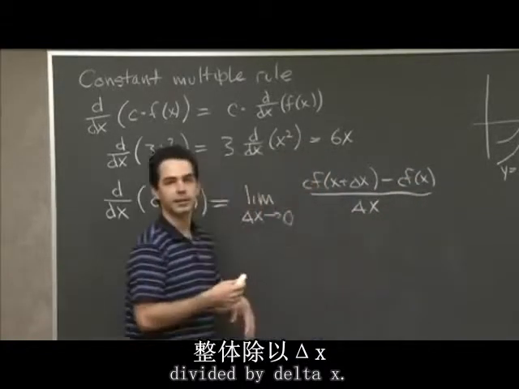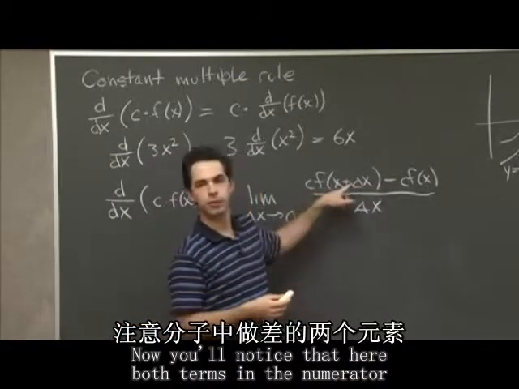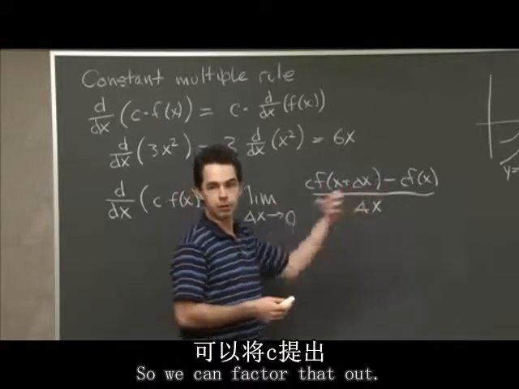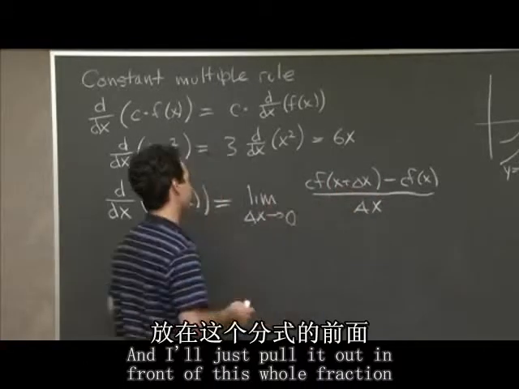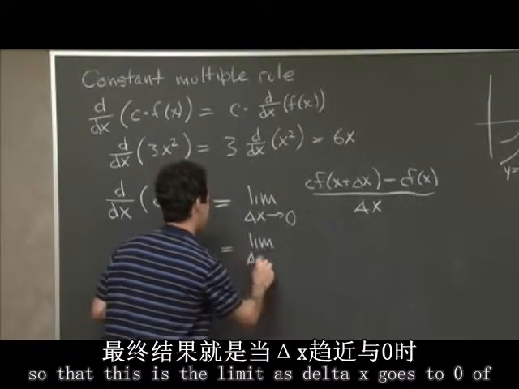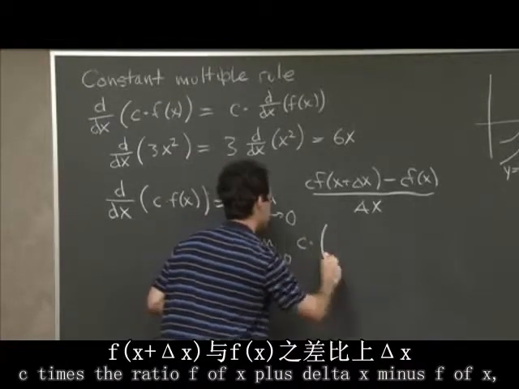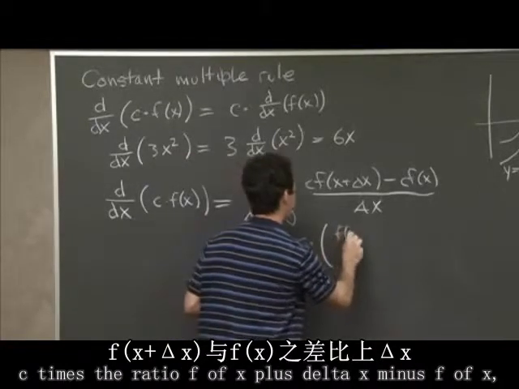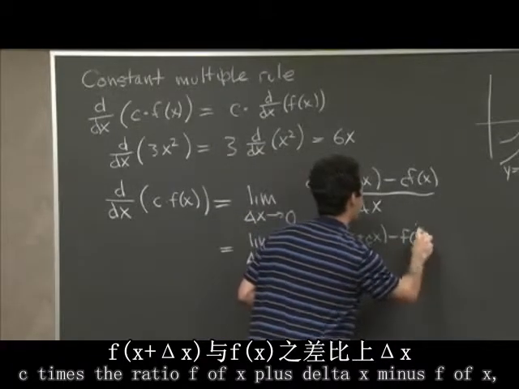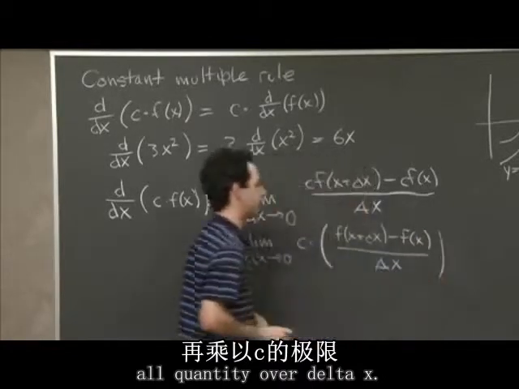divided by delta x. Now, you'll notice that here both terms in the numerator have this constant factor c in them, so we can factor that out. And I'll just pull it out in front of this whole fraction. So this is the limit as delta x goes to 0 of c times the ratio f of x plus delta x minus f of x, whole quantity over delta x.